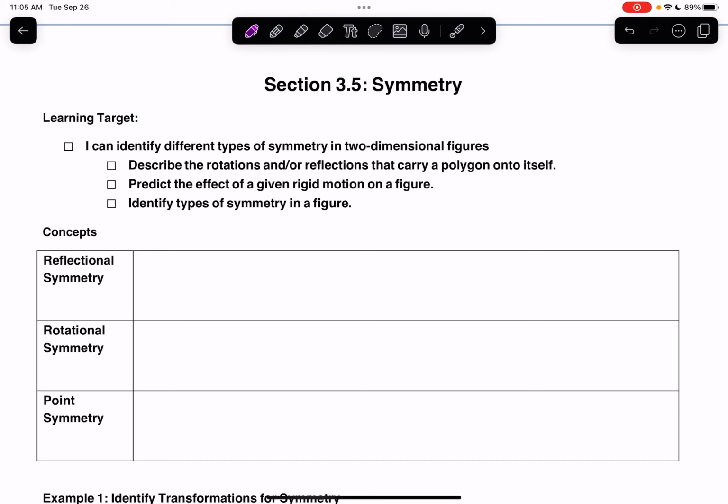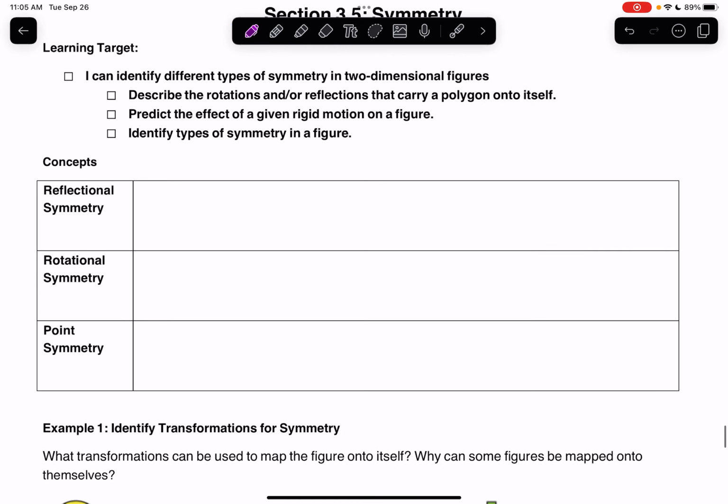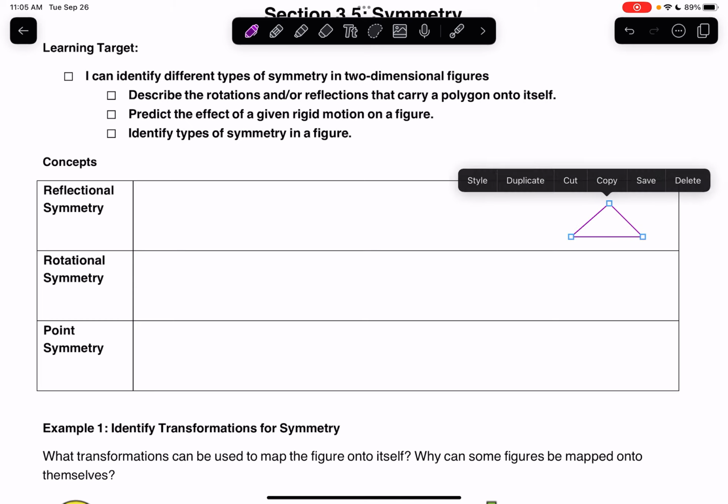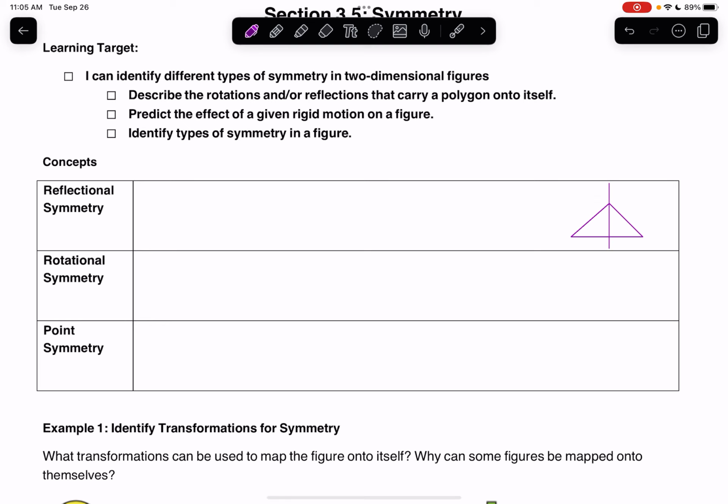There are 3 kinds of symmetry that we're going to talk about: reflectional, rotational, and point symmetry. So reflectional symmetry happens when you can draw a line in a shape and reflect that shape back onto itself. So for example here, if you have this shape and you are able to draw a line through it and that line has the same shape on both sides, that would be a line of reflection, having reflectional symmetry.